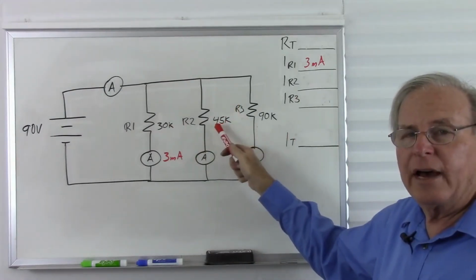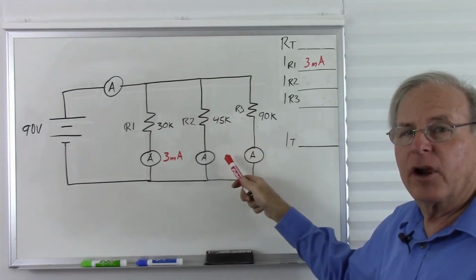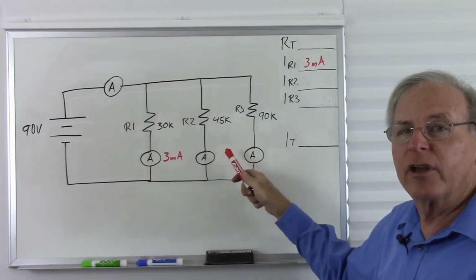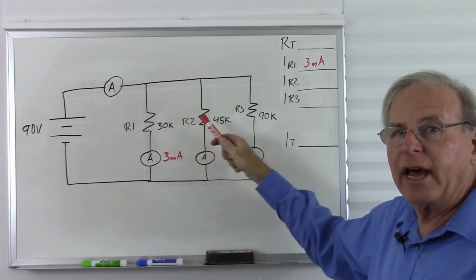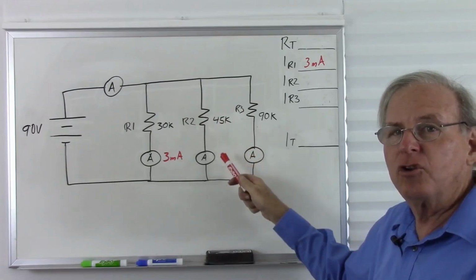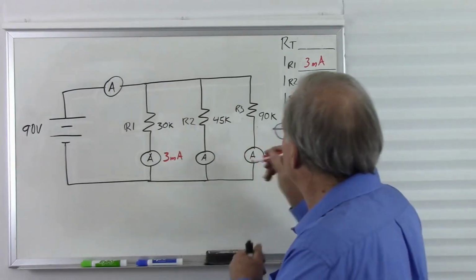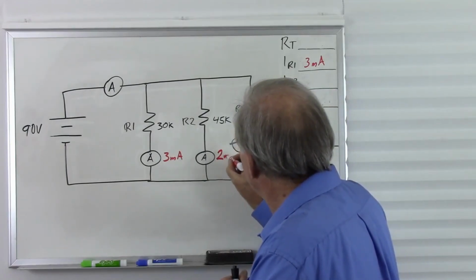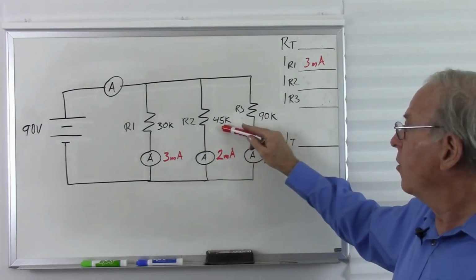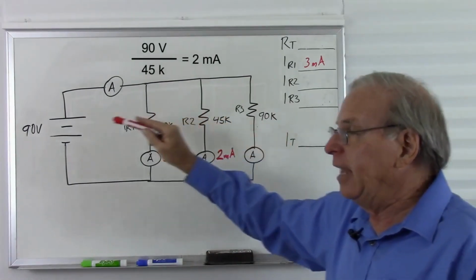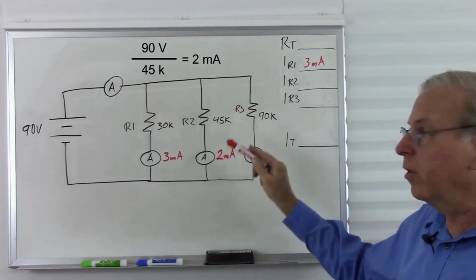R2 is 1.5 times the value of R1. So that means that the current must be 2/3 of the current. So higher resistance means less current. So 1.5 times the resistance means 2/3 of the current. So this must be 2 milliamps. And we can confirm that with Ohm's law. 45 K into 90 volts gives us 2 milliamps. So it does work.